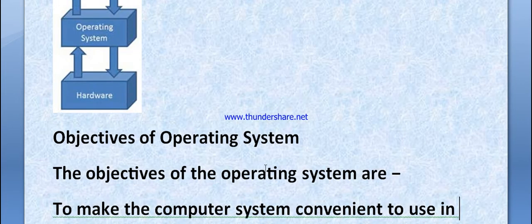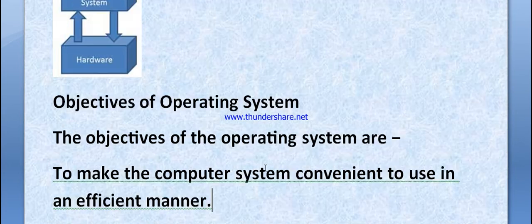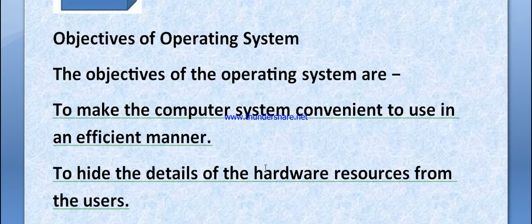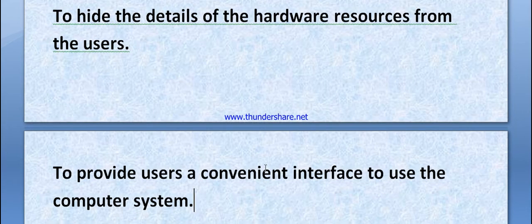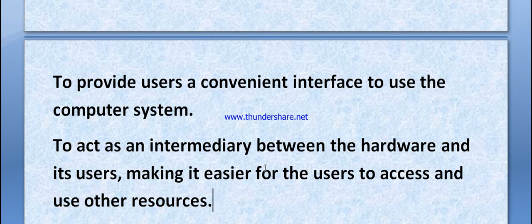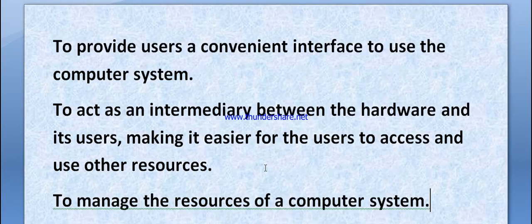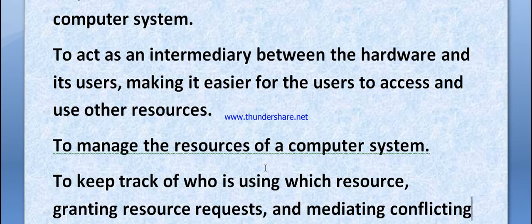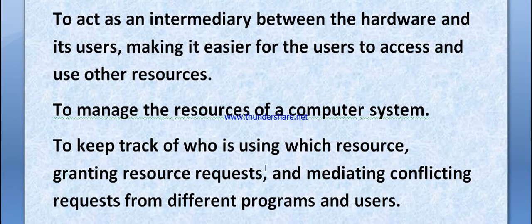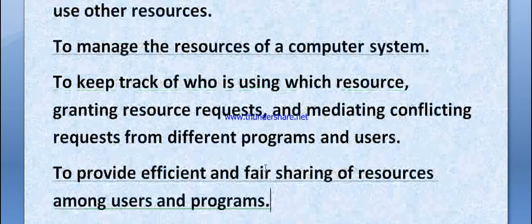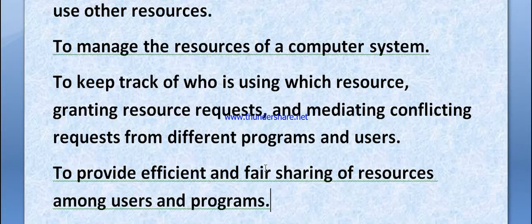The objectives of the operating system. The objectives of the operating system are to make the computer system convenient to use in an efficient manner, to hide the details of the hardware resources from the user, to provide users a convenient interface to use the computer system, to act as an intermediary between the hardware and its users, making it easier for the users to access and use the other resources, to manage the resources of a computer system, to keep track of who is using which resources, granting resource requests and mediating conflicting requests from different programs and users, and to provide efficient and fair sharing of resources among users and programs.